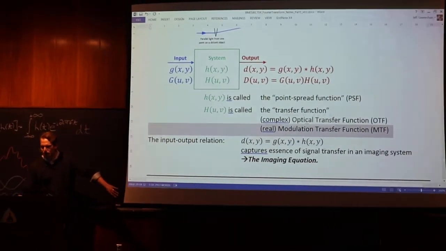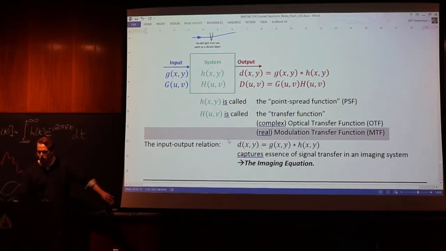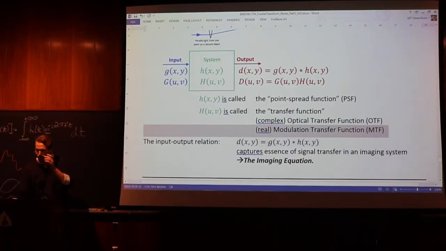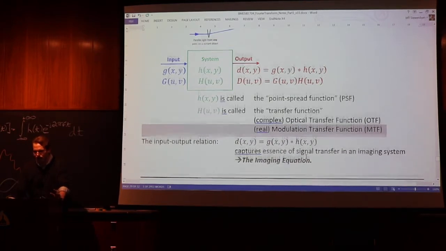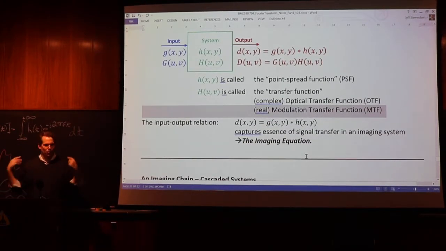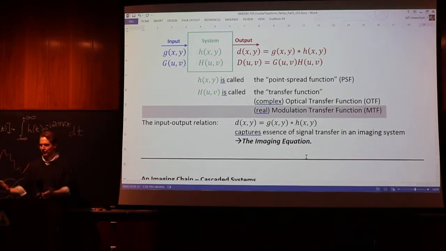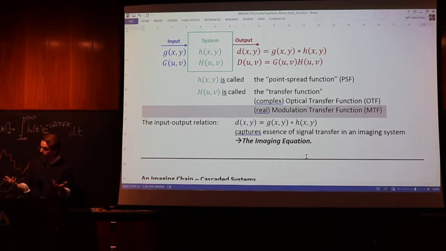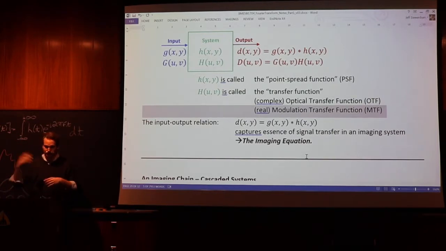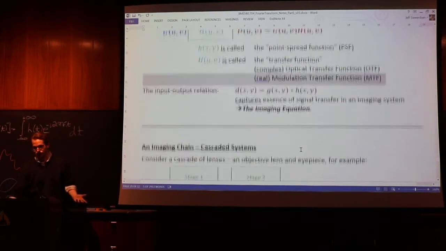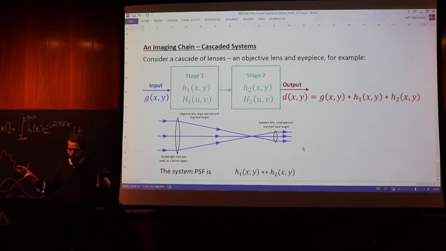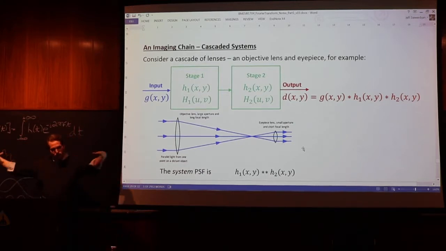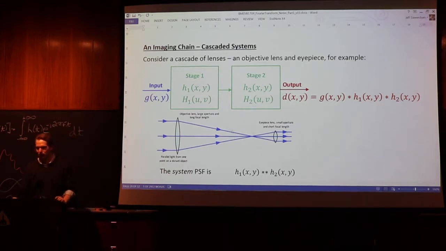That convolution, where the output D equals the input convolved with the impulse response function, in imaging you might call just the imaging equation, right? That's what imaging systems do, or at least linear imaging systems do. They transfer the input to the output by way of a convolution with their impulse response. Now that's really handy, because now I can start to model complex linear systems in a series of simple ways, or cascade.